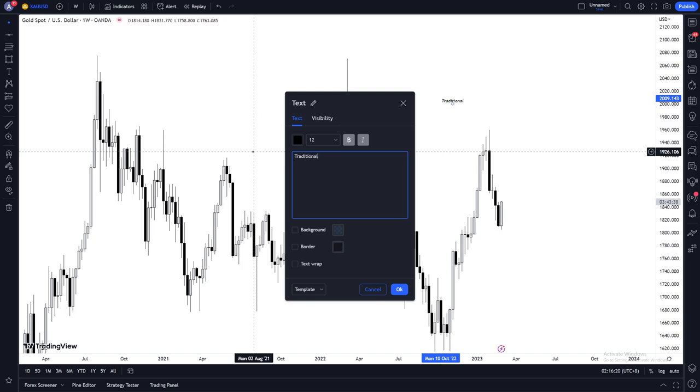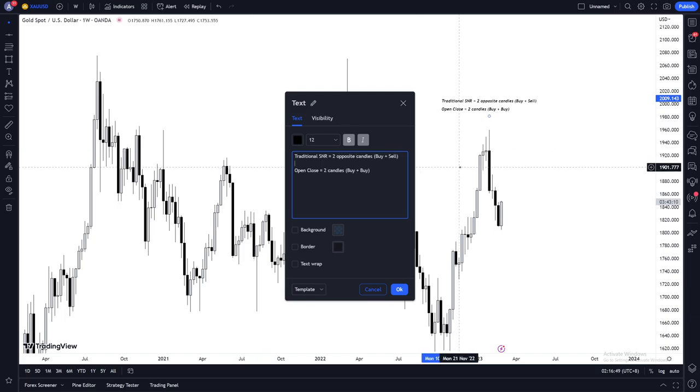Bear with me, guys. It's late. Traditional SNR: two candles, buy plus sell. Open close is a little bit different. Still two candles, that's the similarity. But where's the difference? Buy and buy. With traditional SNR, we have two opposite candles. Buy is opposite to sell, sell is opposite to buy. Here, we have the exact same candles. Buy, buy, or sell, sell.